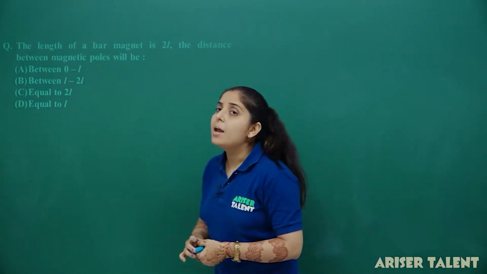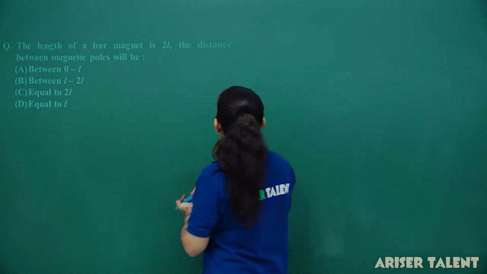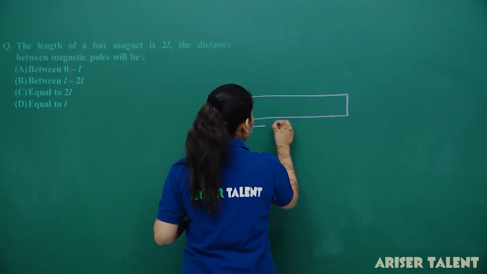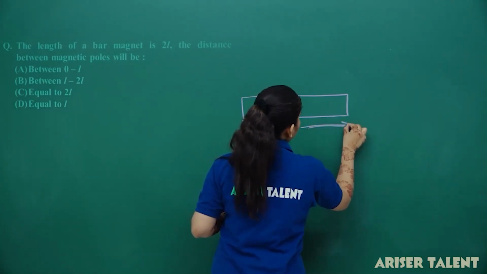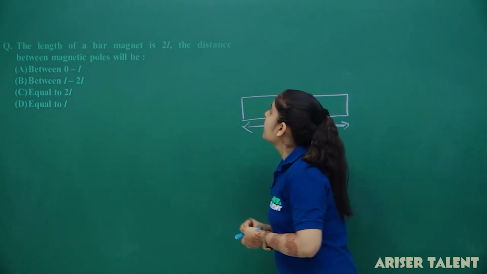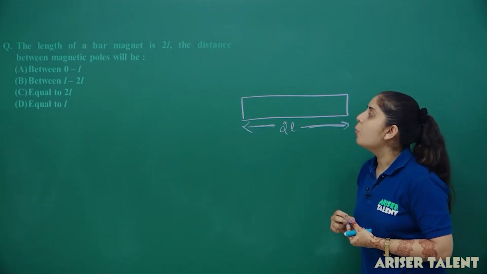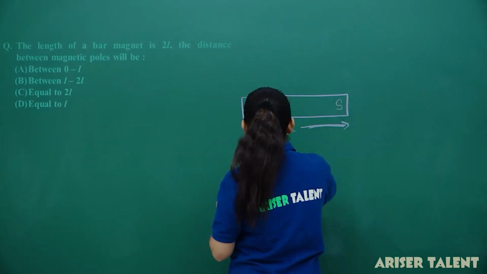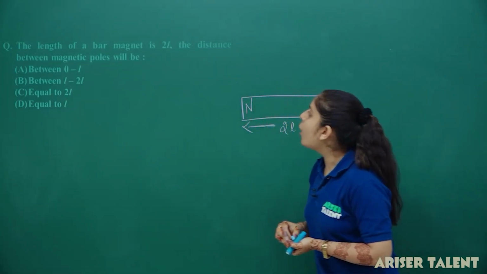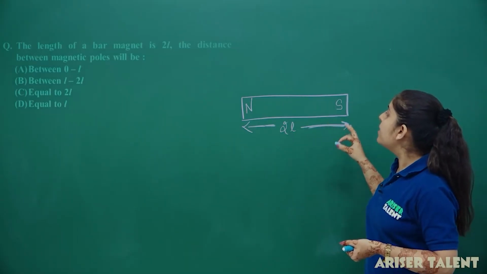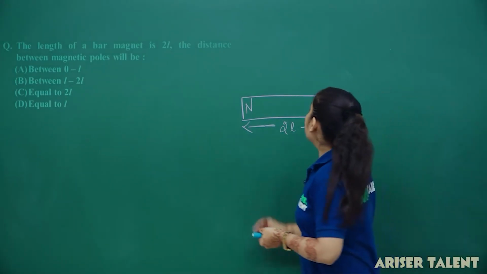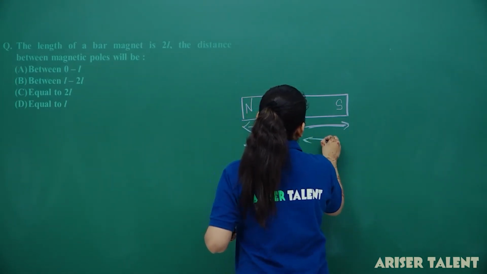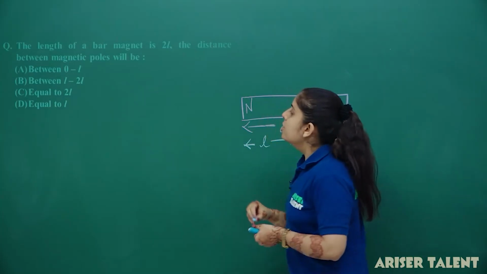The length of a bar magnet is 2L. So what is given? We have been given the length of a bar magnet, and this length is 2L. Now, the distance between the magnetic poles will be, in a bar magnet, if I am assuming that this is a north pole and this is a south pole, these are our two poles, then you have to find out the distance between the magnetic poles. If this is the center point and we are separating it into L and L, because the total distance is 2L here, what will happen?